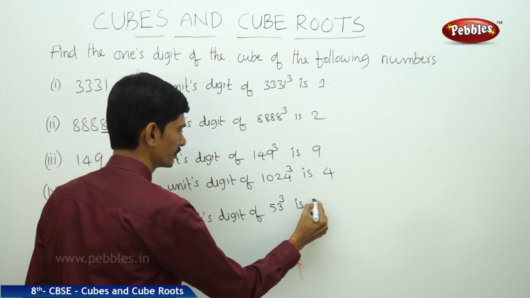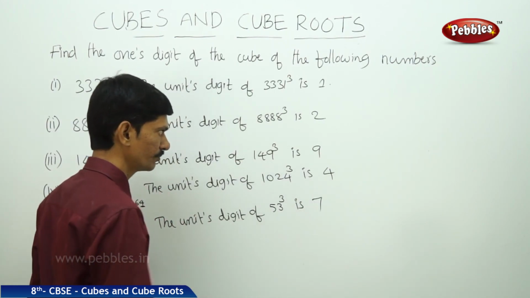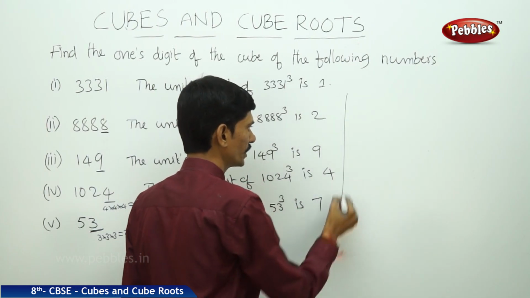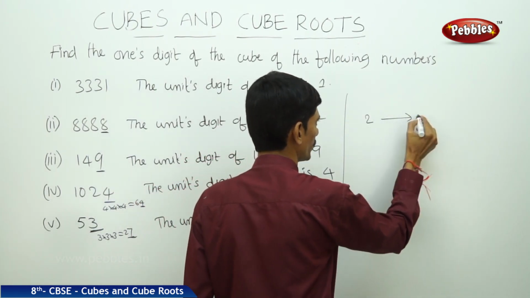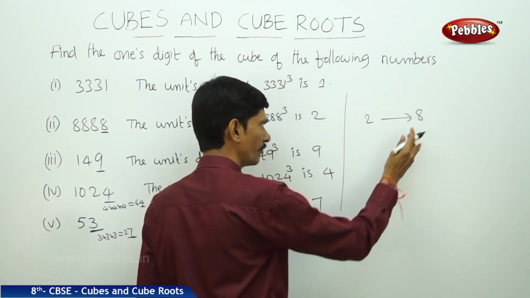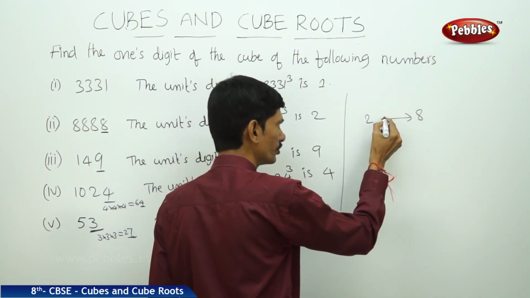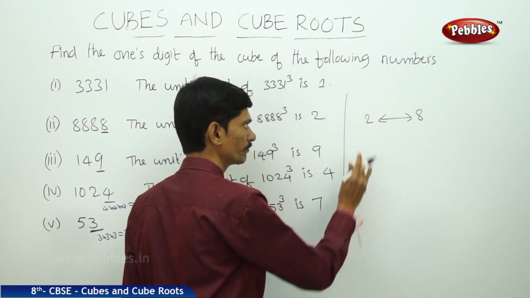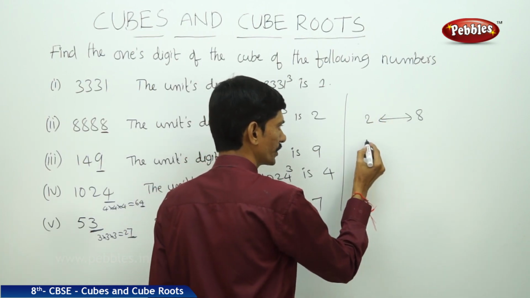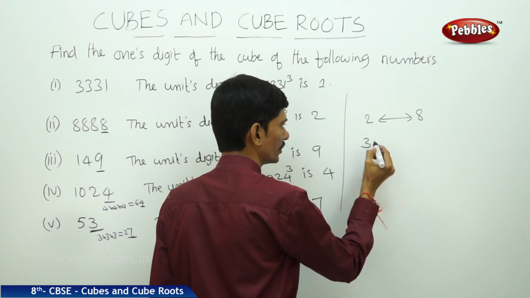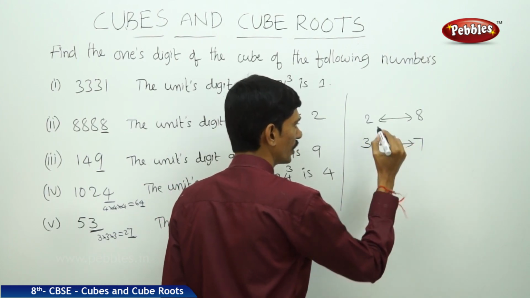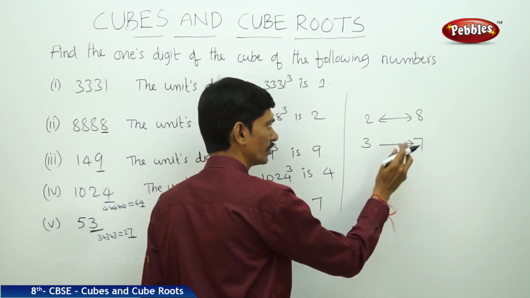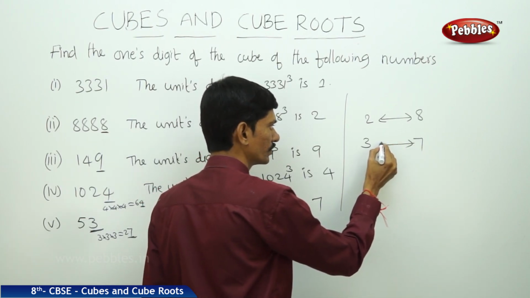is 7. We can observe that if a given number ends with 2, then its cube ends with 8. Or if a given number ends with 8, then its cube ends with 2. So we can write by implies. And if a given number ends with 3, then its cube ends with 7. Or if a given number ends with 7, then its cube ends with 3.